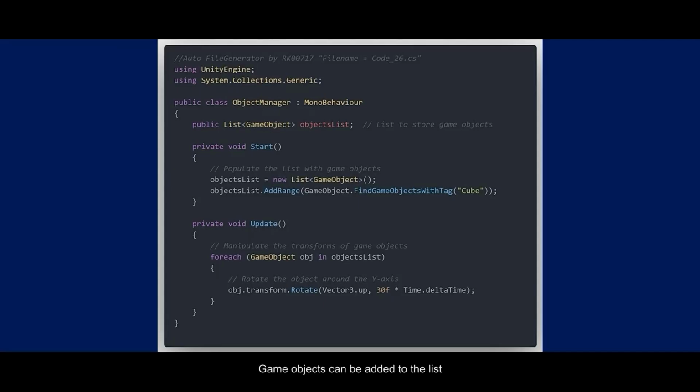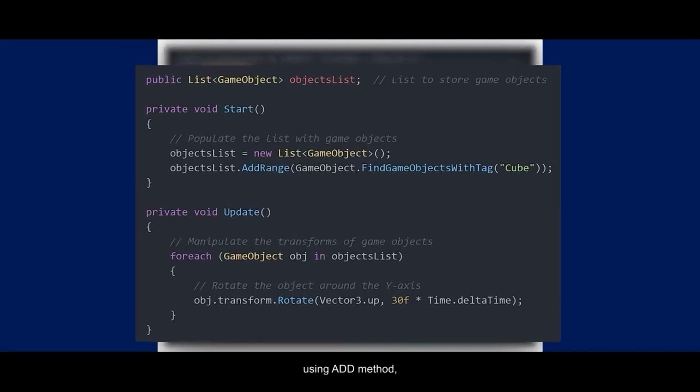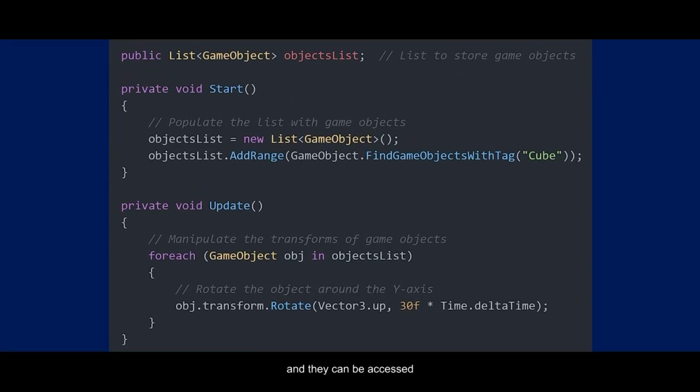A list of game objects is used to manage game objects. Game objects can be added to the list using the Add method, and they can be accessed and manipulated using index-based access, similar to arrays. The list also provides additional methods for managing the collection, such as removing items by index or by value, sorting and searching.